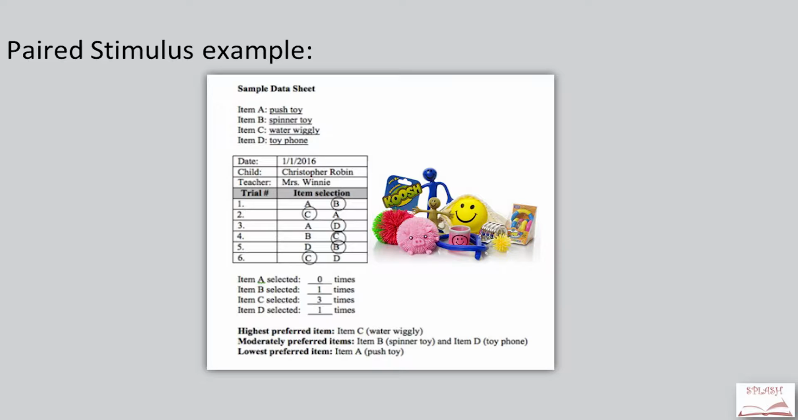The teacher circles the item the student chose. Afterwards, the teacher uses the data to count how many times each item was chosen by the student. The item chosen the most is awarded the highest preferred item, and so forth.